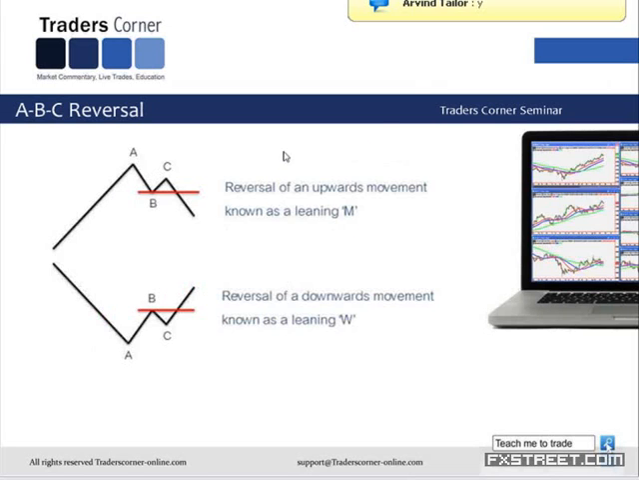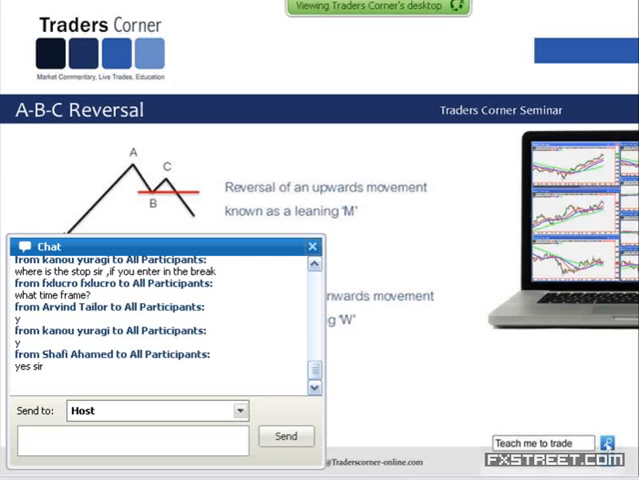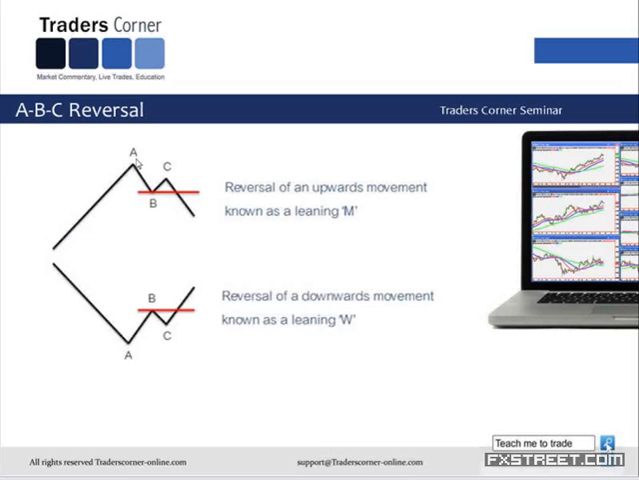So this is what it looks like. Leaning M on the top side, leaning W on the bottom. Okay, so you've got a downtrend here, down, down, down, down, down, pullback, hits a previous level of support, becomes resistance. A comes down to B, tries to make another high, tries to continue going with the pullback, doesn't manage it.